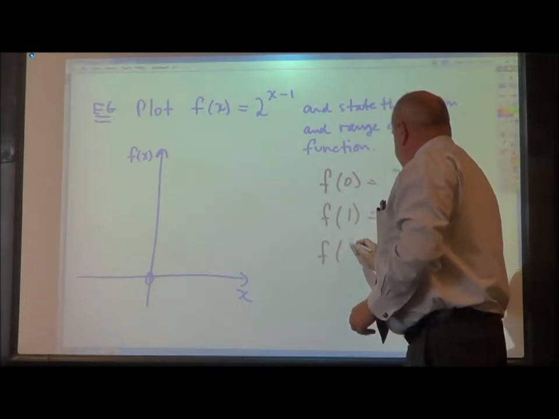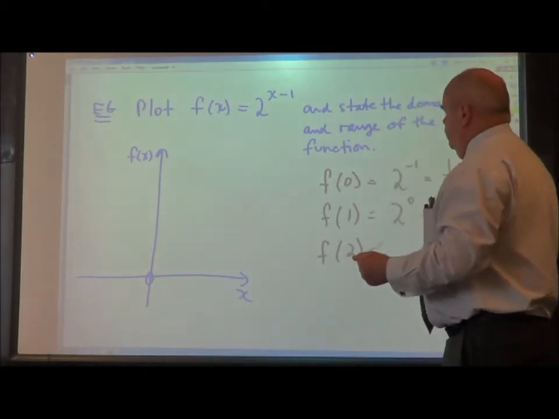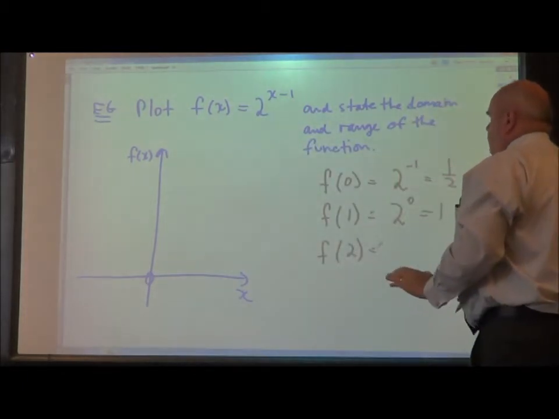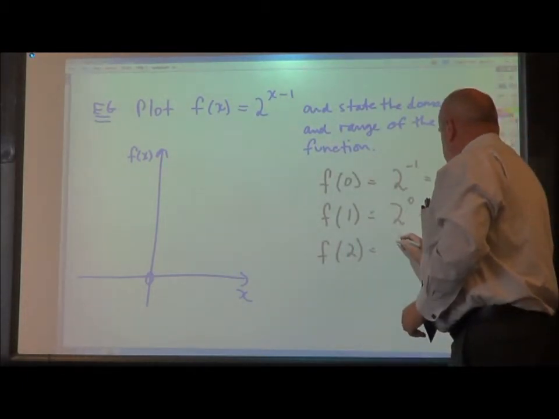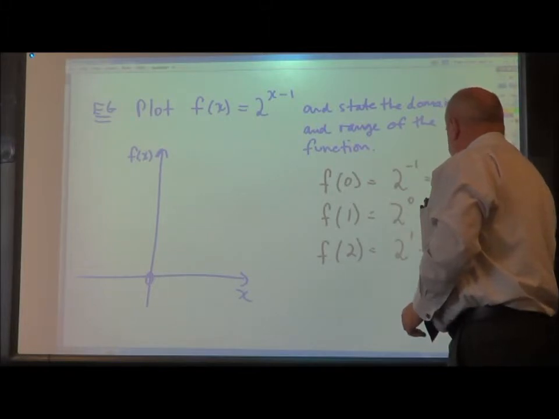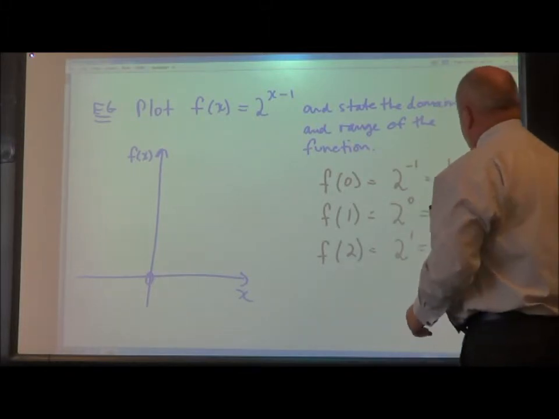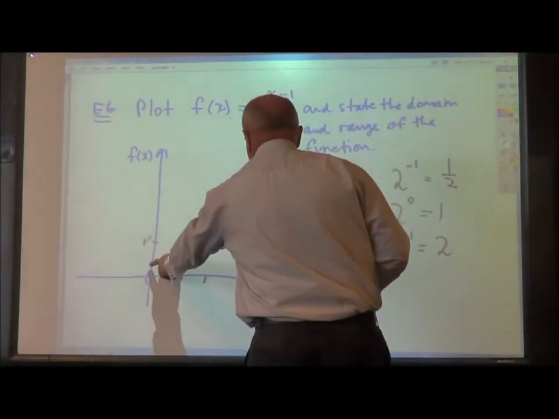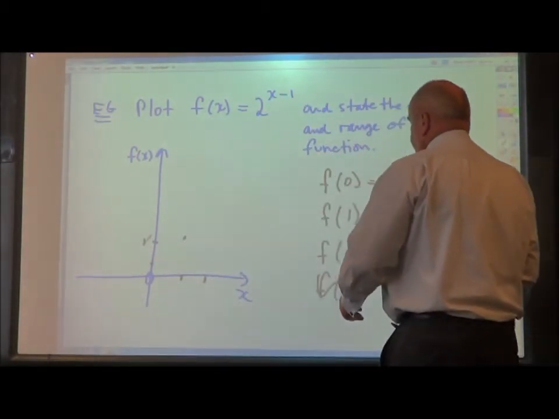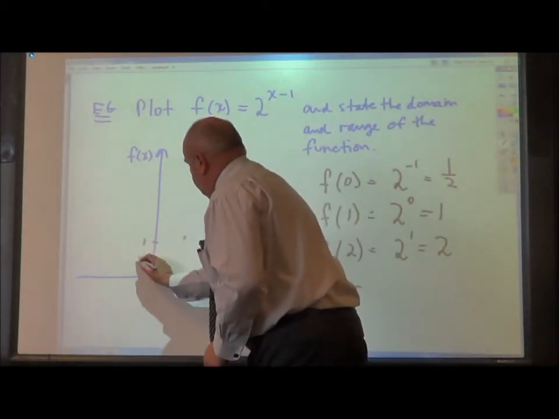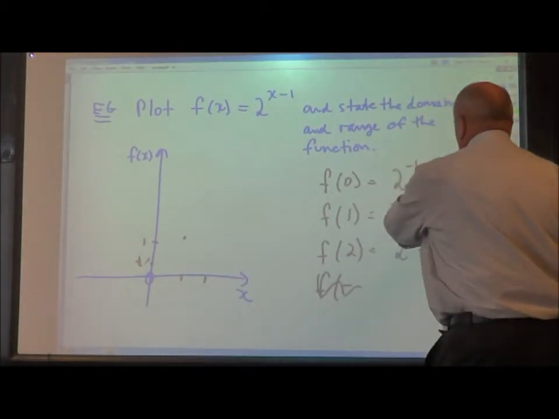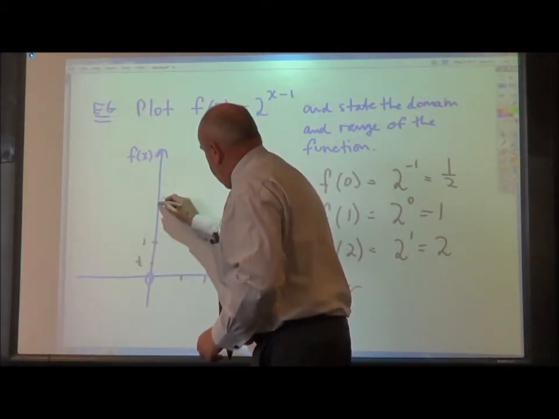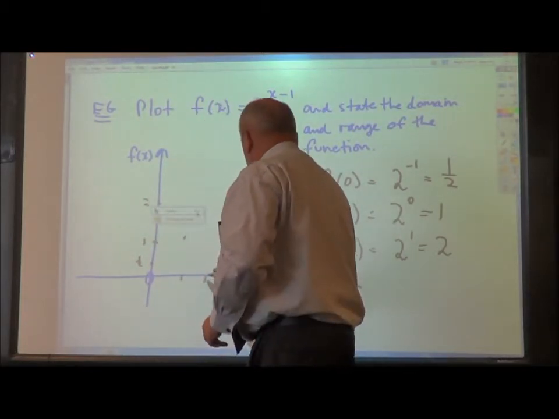And thirdly, only doing this because it's highly convenient, if I let x equal 2, I've got 2 to the power of 2 minus 1, so I get that, which is that. So I've got 3 good points. So plotting my points now, I have (0, a half), and let's just indicate a half there, (1, 1), and (2, 2) it seems. So make that, if not exactly to scale, a little bit to scale.